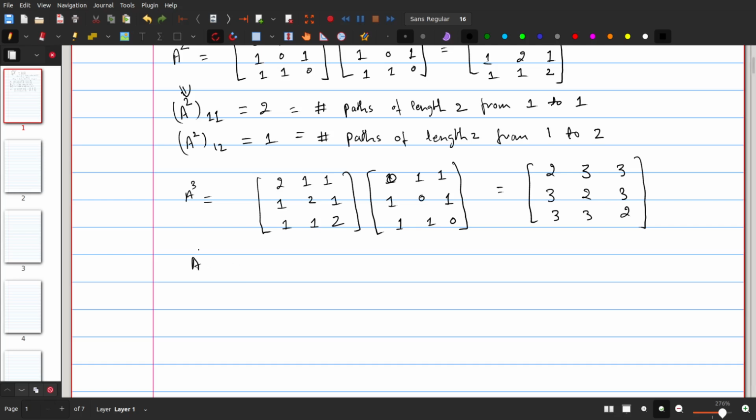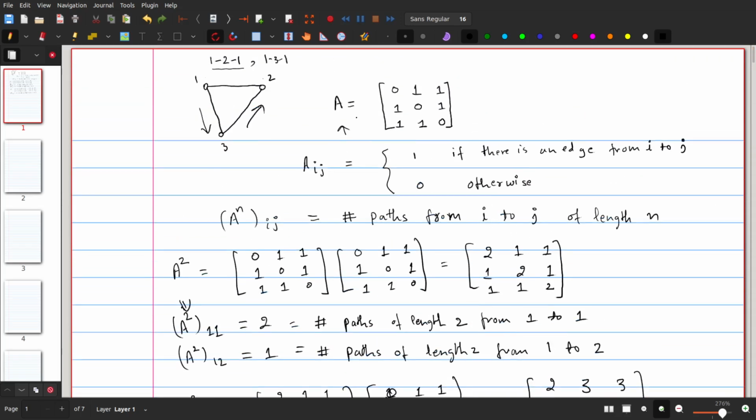So in the third power of A, the element at position 1 1 is 2, and this is the number of paths of length 3 from 1 to itself. If we look at this graph, we see that the number of paths of length 3 from 1 to itself, there are two paths.